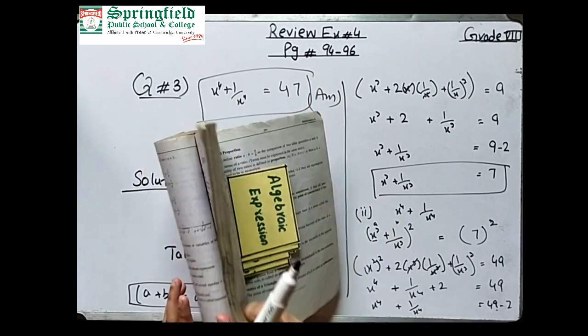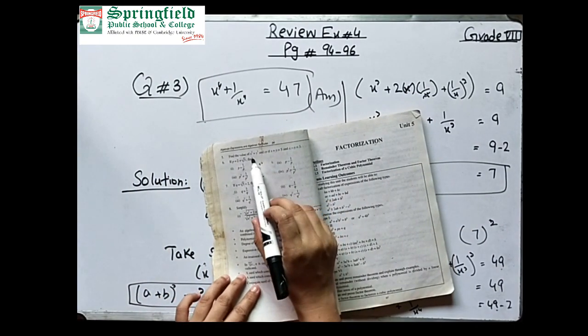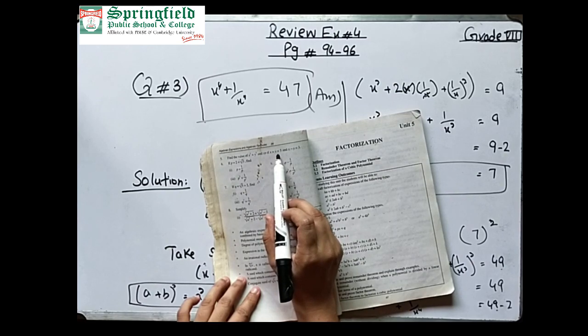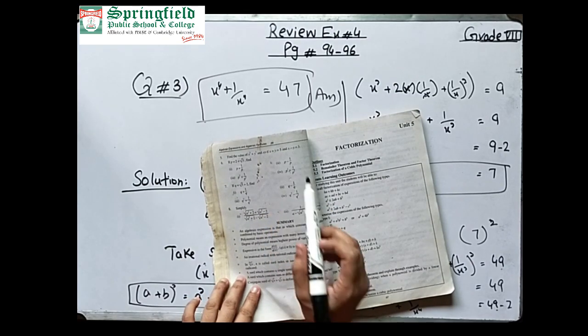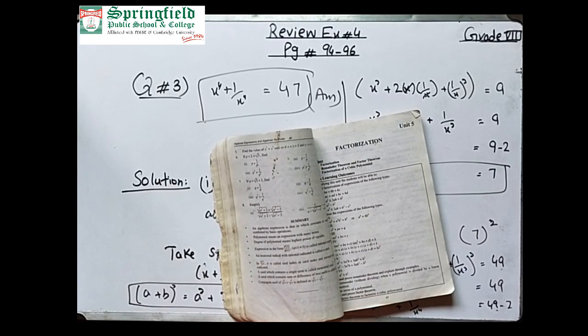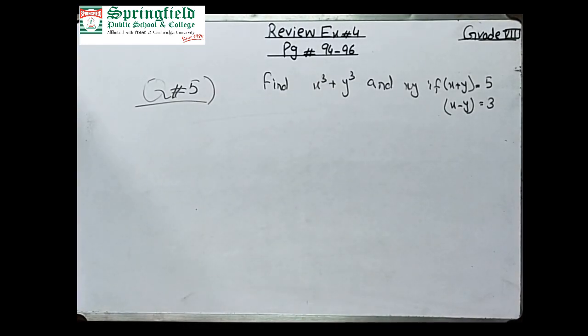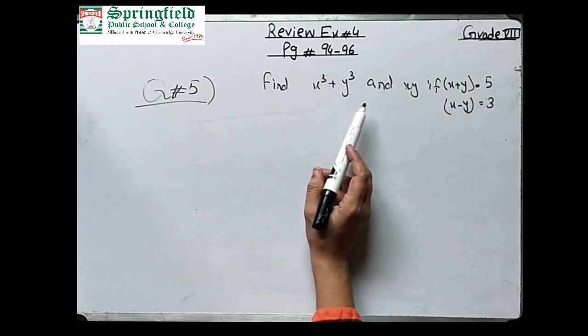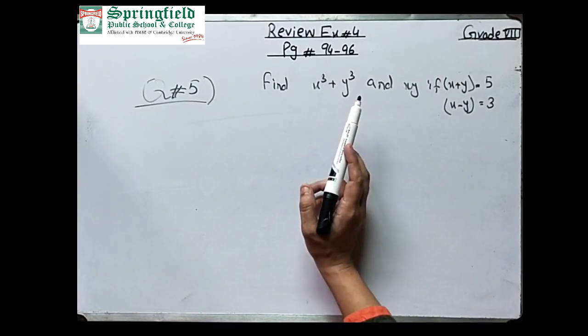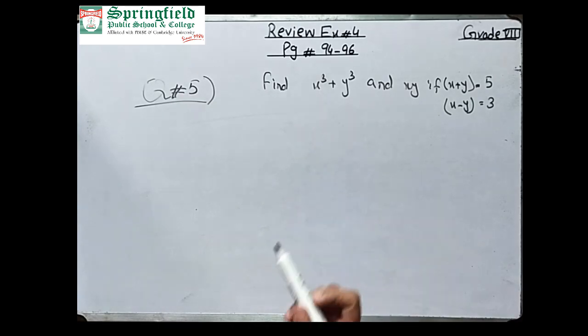Question number 5 is: find the value of x cube plus y cube and xy if x plus y is equal to 5 and x minus y is equal to 3. Now how can we find x cube plus y cube and xy? Okay beta, do you remember that we have already done how we can find the xy value?